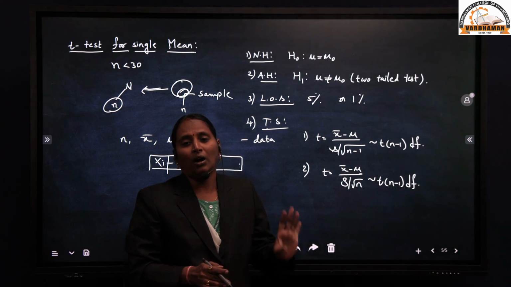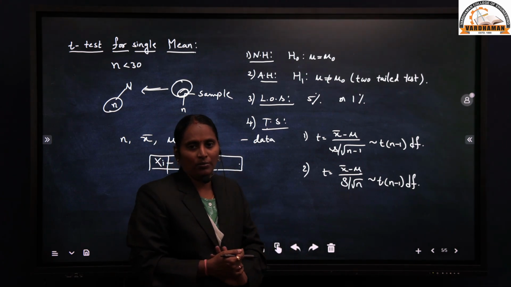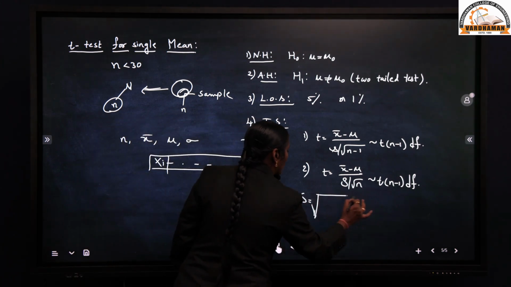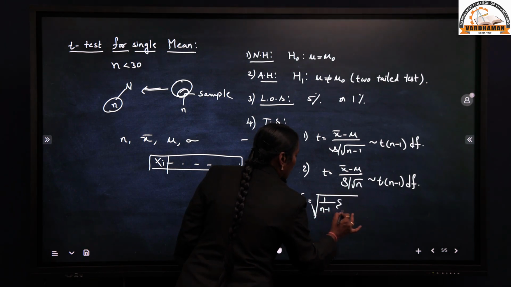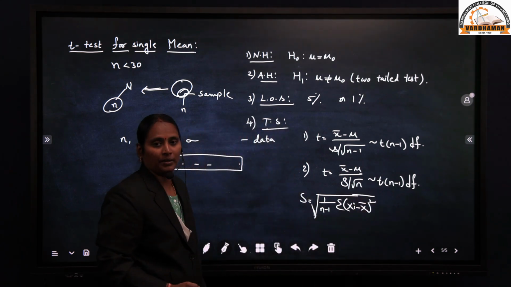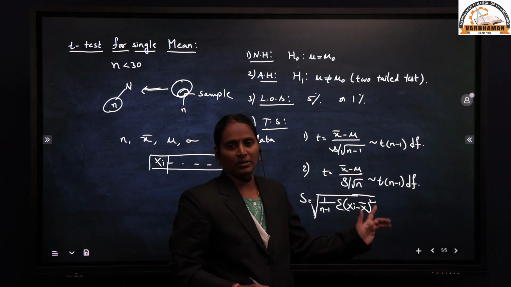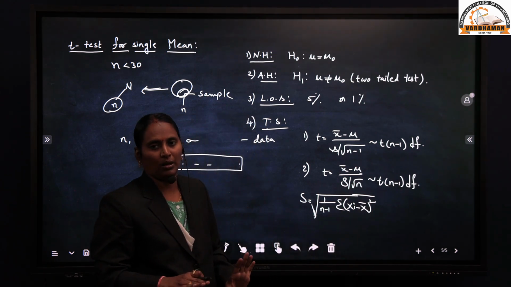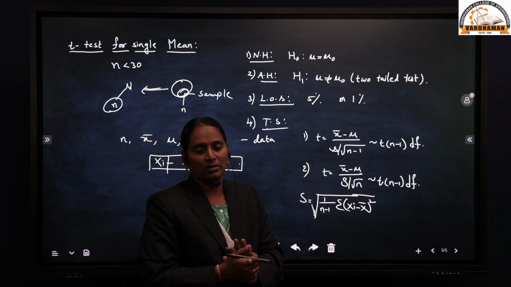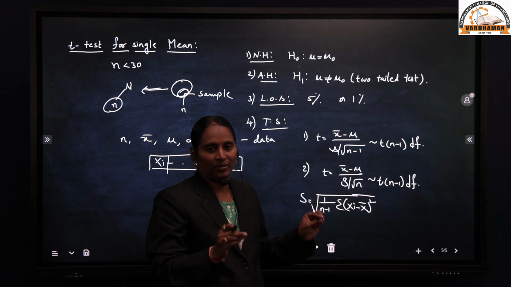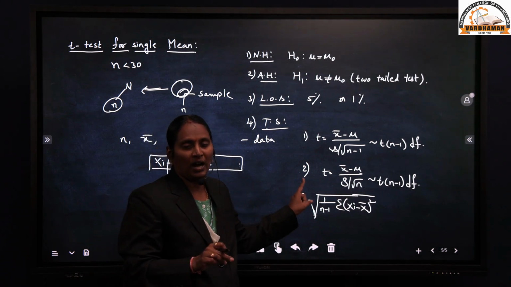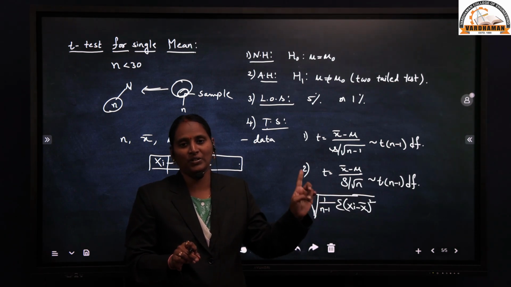But here you have to find the standard deviation from these individual observations. So how to find S? We know the formula: S equals the square root of 1 by n minus 1 into summation xi minus x bar whole square. In this way we find the standard deviation. Depending on the problem, we verify which formula to apply for the t-test for single mean. In both problems you have only one n and only one mean, so the problem is on the t-test for single mean.